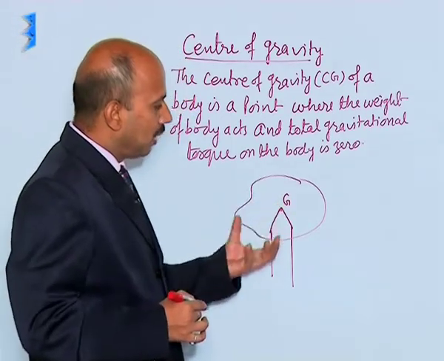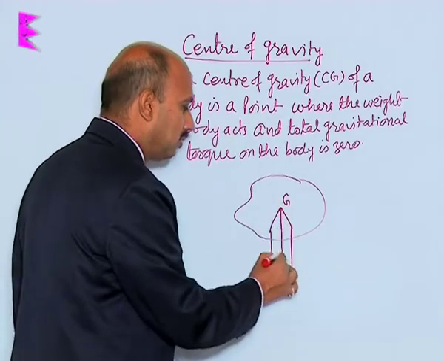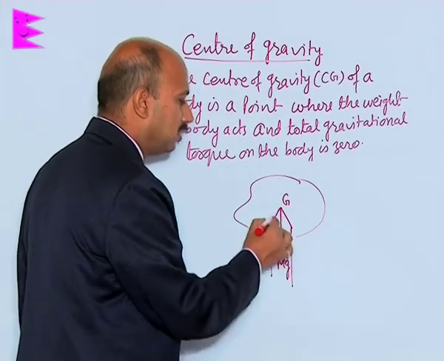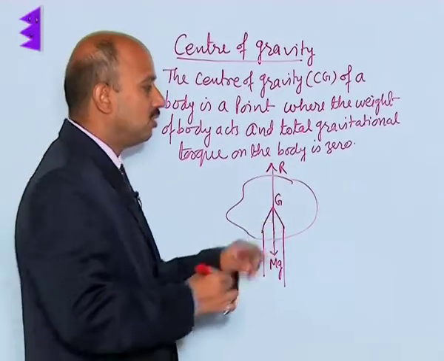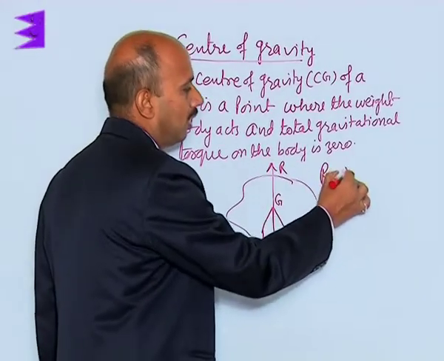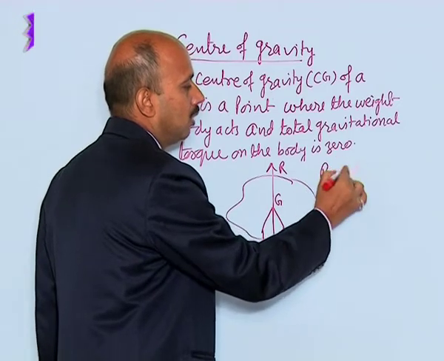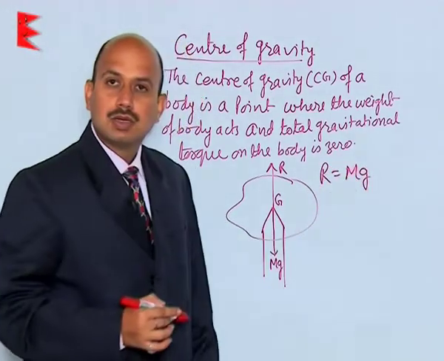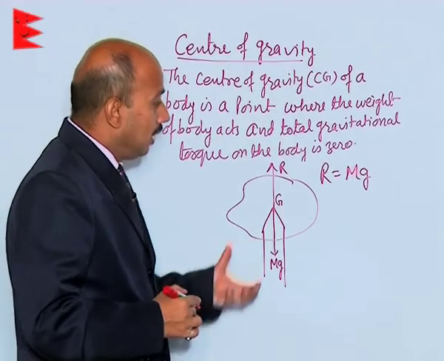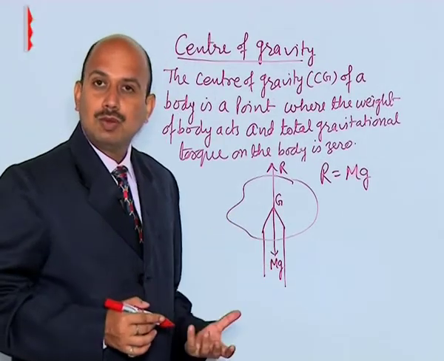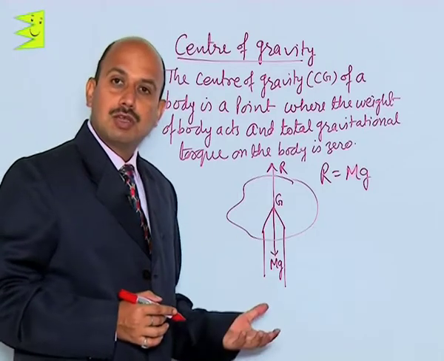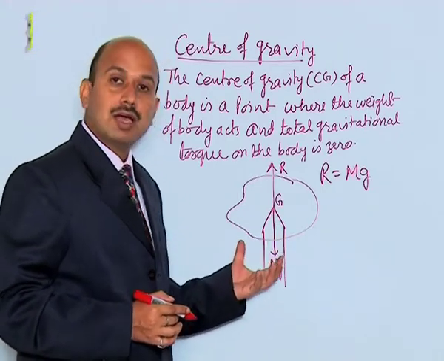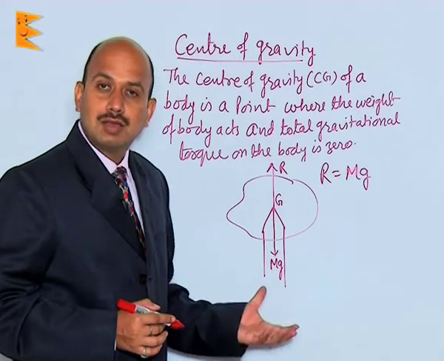If the cardboard is balanced about this point, it means mg, that is the weight of this, and the reaction is acting over here. Since this is in translational equilibrium, we can write R is equal to mg. Now, this is also in rotational equilibrium if it is balanced, because if it were not in rotational equilibrium, this cardboard would try to tilt to any other side.